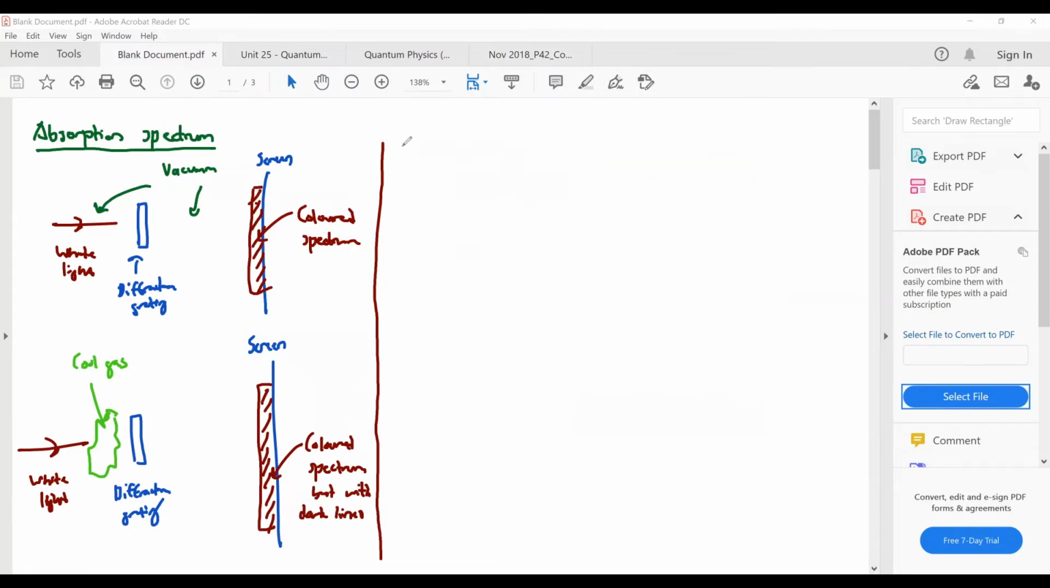Now, what you can just say here is that the white light contains photons of different energies and hence different wavelengths. Okay, if your energies are different, your wavelength is different.